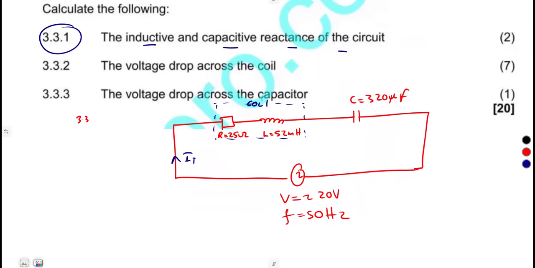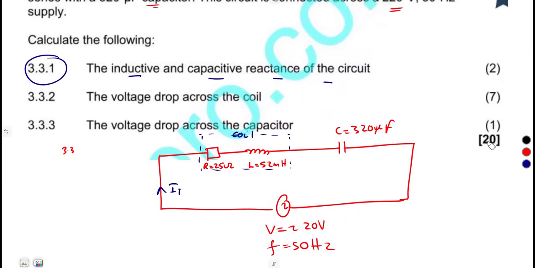All right, so from here, calculate the following: 3.3.1, the inductive and capacitive reactance of the circuit. So that's XC, inductive XL. So 3.3.1, XL can be calculated as 2 pi FL, remember? So 2 pi times the frequency, 50, inductance, 52 millihenries times 10 to the exponent of minus 3. So that's our XL that was going to be determined there.